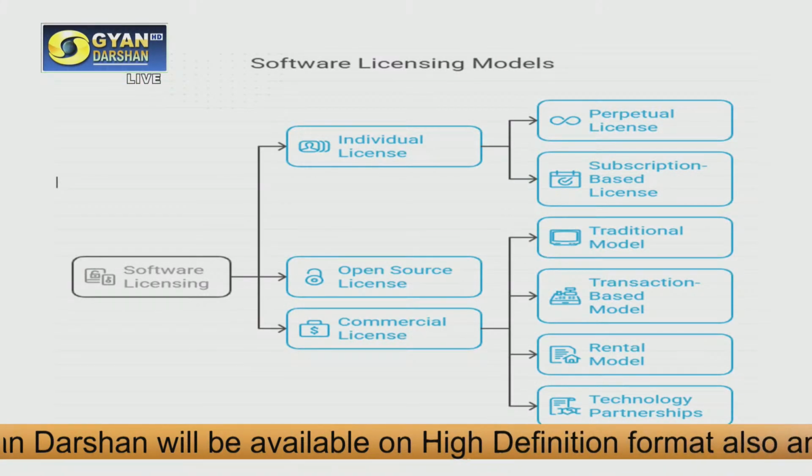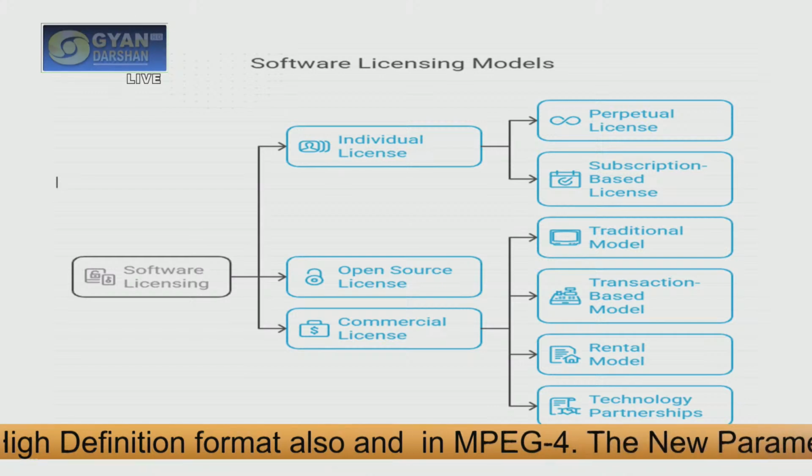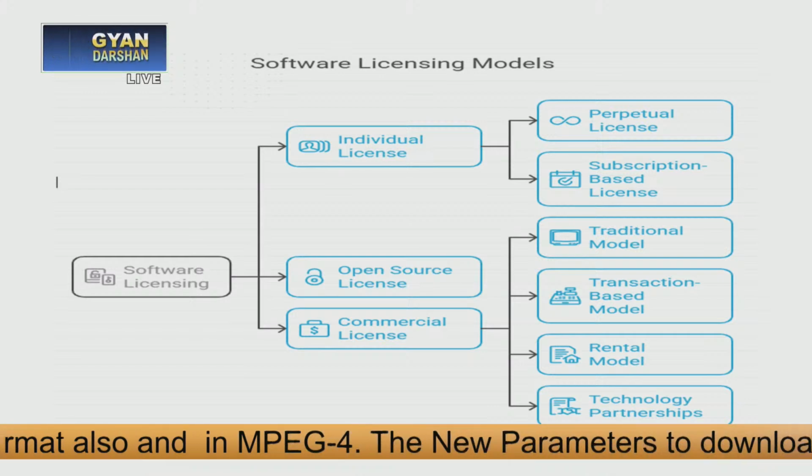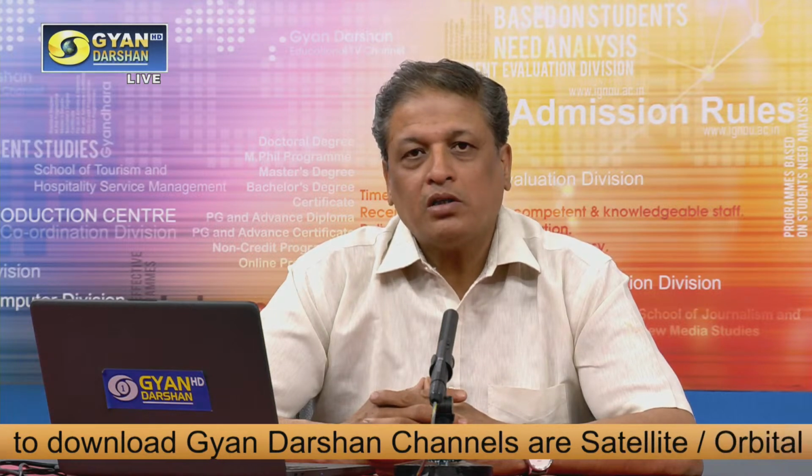But when there are organizations which have a wider number of users, the companies have offers and they practice them under commercial licenses. And the commercial licenses are categorized on the basis of their usage. Likewise, the commercial licenses can be categorized as the traditional model, the transaction-based model, the rental model, and the technology partnership model. So far as the traditional model is concerned, the software is readily installed onto the separate systems of the users, and is readily available for their usage.